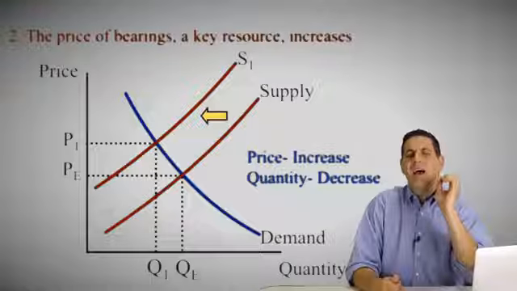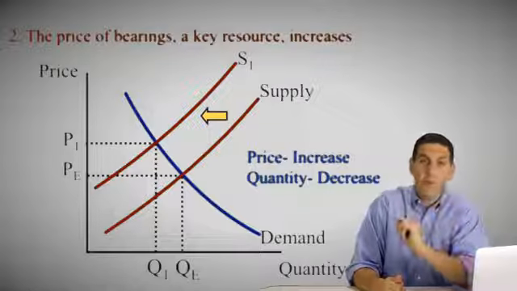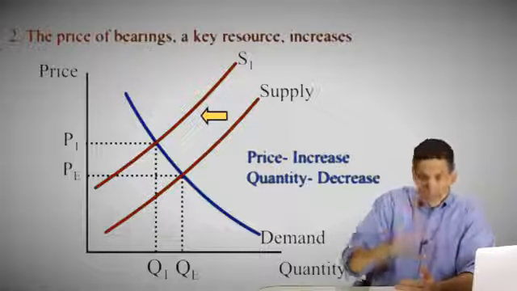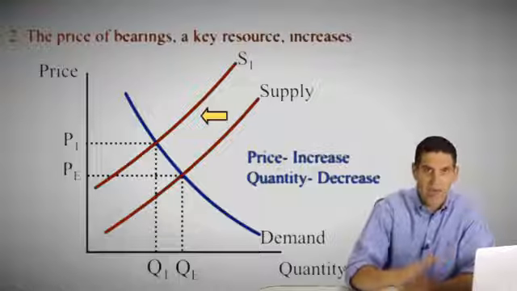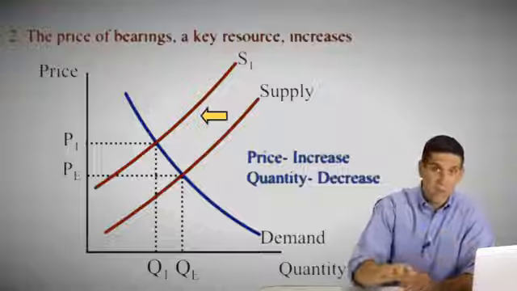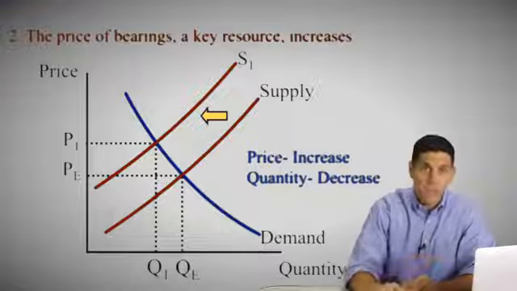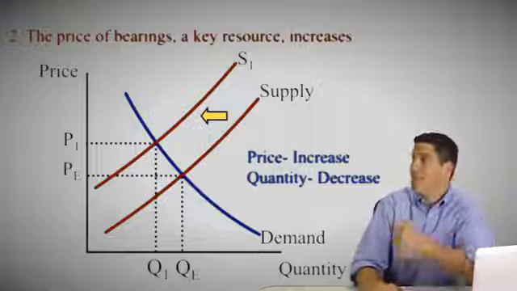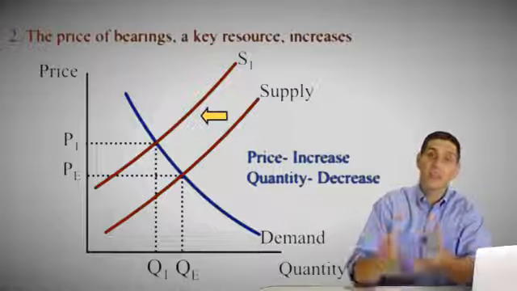Now keep in mind, a decrease in supply is always to the left. A lot of times students want to go, oh, a decrease in supply, and shift it right. Don't do that, right? That's a classic mistake, don't do it. Increase is always to the right for both demand and supply. A decrease is always to the left for both demand and supply. In this case, supply is shifted to the left. Price goes up, quantity goes down.